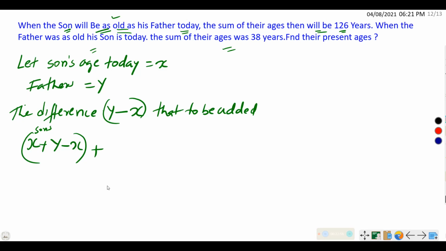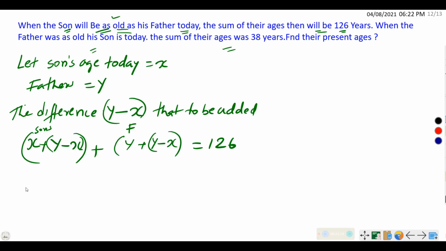So what will happen to father? Father's age is already y. For him also that increase will be there. So we have to write father's age, which is y now. The difference between son's age and father's age will be added to that also. And it becomes 126. This is the beauty of the sum. Why? Because y minus x is the difference. That difference has to be added to son's age so that his age will become that of father. And father's age also that much will be increased.